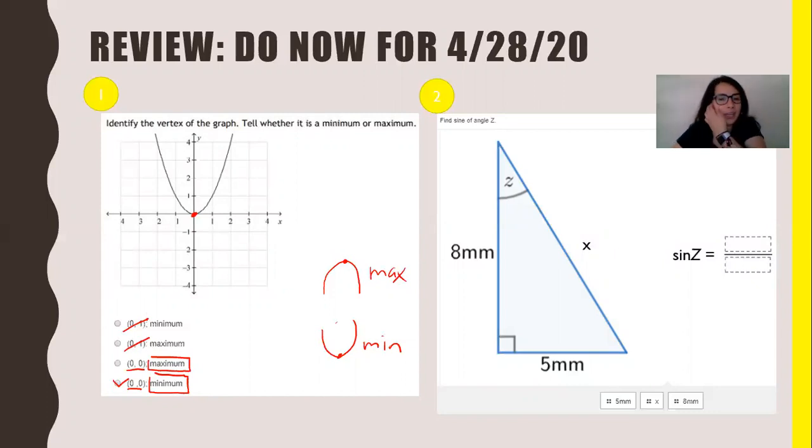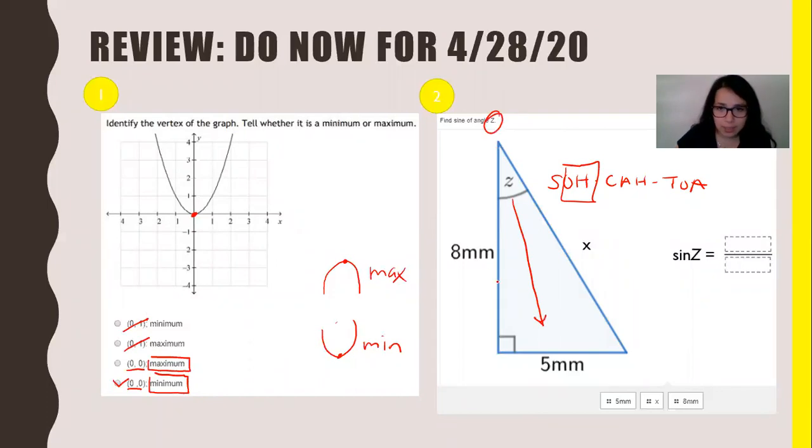All right. Let's look at question 2. So finding sine of an angle. For sine, we need opposite and hypotenuse. So what's the opposite of the angle? And remember, it says of angle Z. So wouldn't it be 5 over 8?